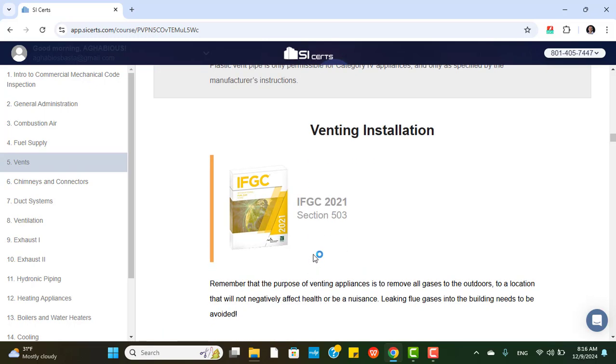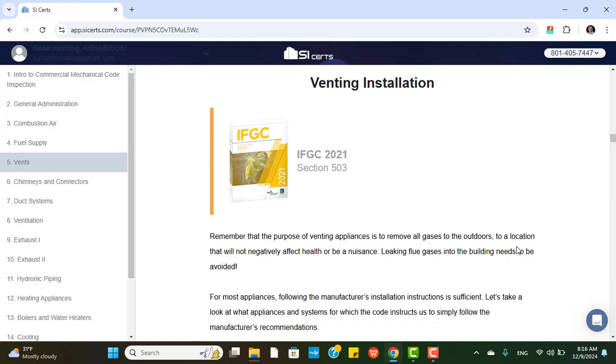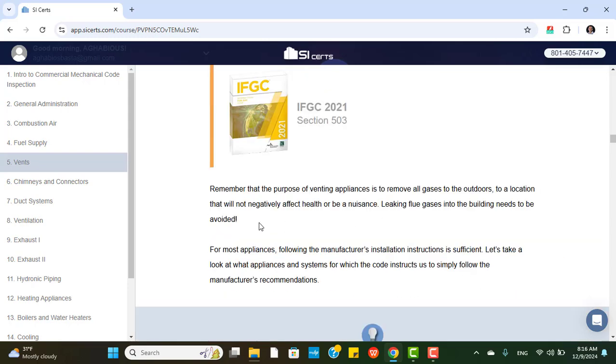Venting installation, International Fuel Gas Code 2021, section 503. Remember that the purpose of venting an appliance is to remove all gases to the outdoors, to a location that will not negatively affect health or be a nuisance. Leaking flue gases into the building needs to be avoided. For most appliances, following the manufacturer installation instructions is sufficient.